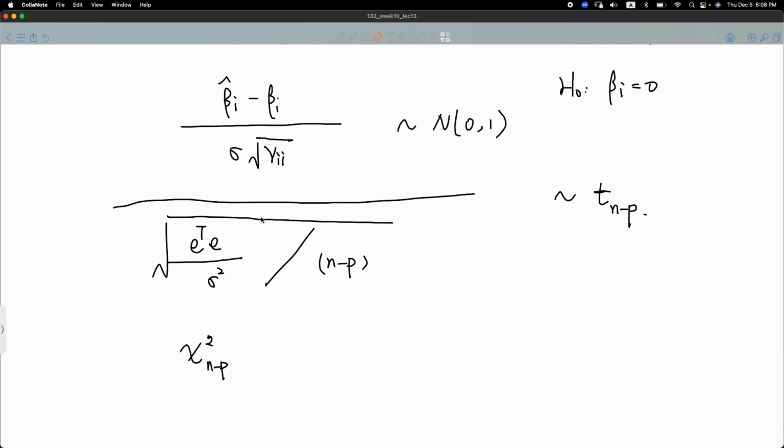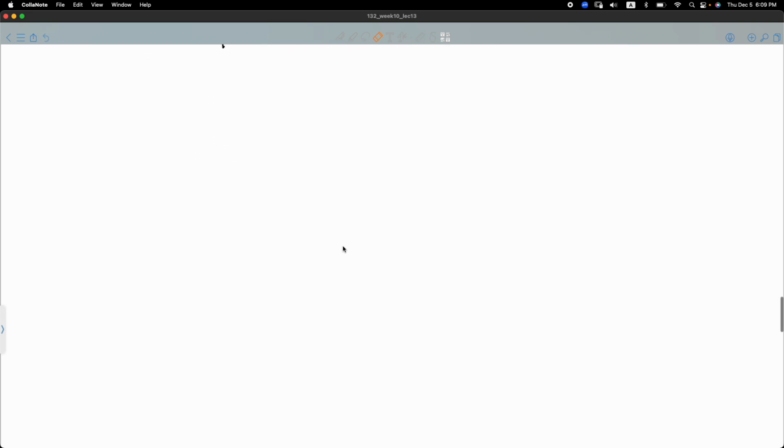If there's no other question, then let me just cover one last topic, and that will conclude our course. So the next topic is called constrained linear regression.